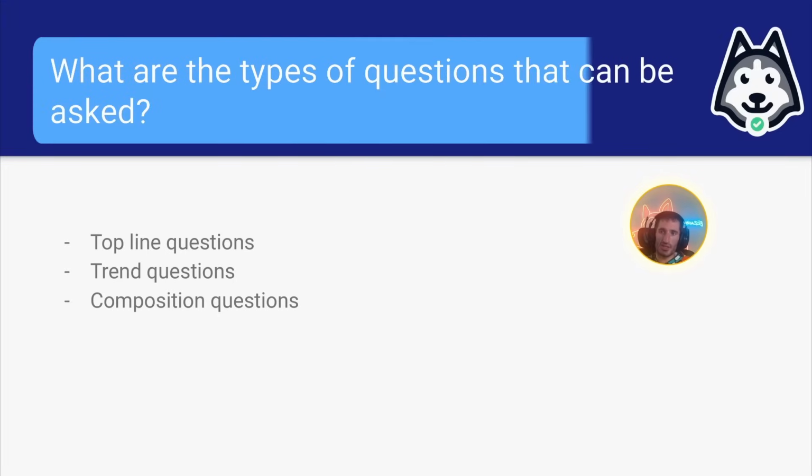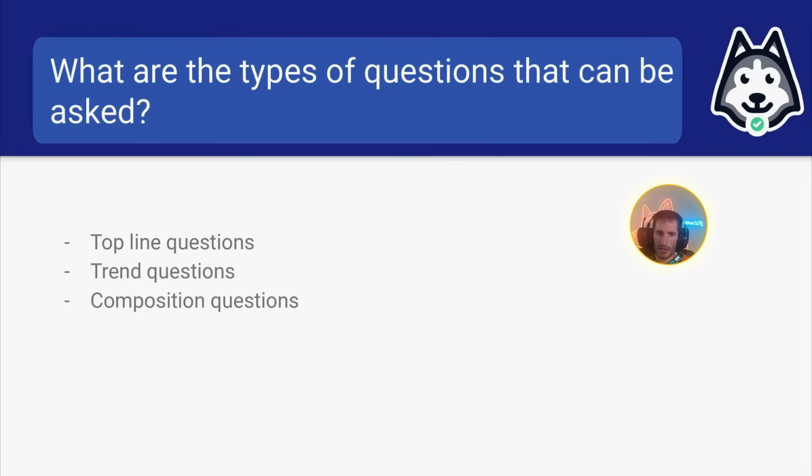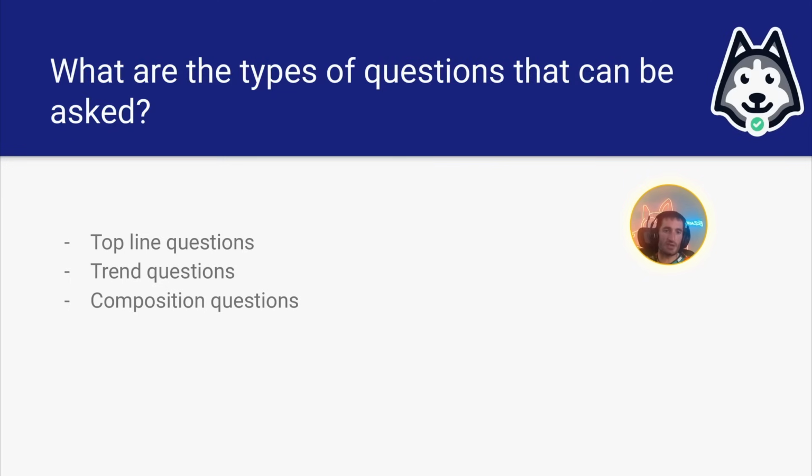Okay, what are the types of questions that can be asked? So let's talk about a couple different types here. These are going to be the main types of questions that you are going to surface up when you write your dashboards and do your visualizations. So the first one here is going to be top line questions like, how many users do we have? How much money do we make? How much time are people spending on the app?